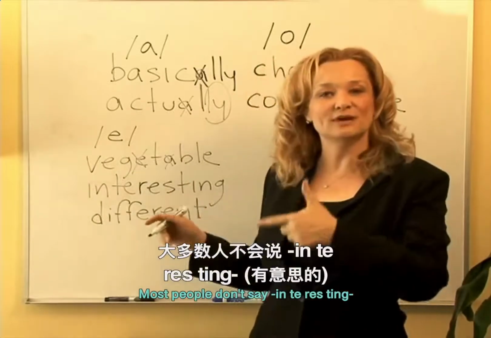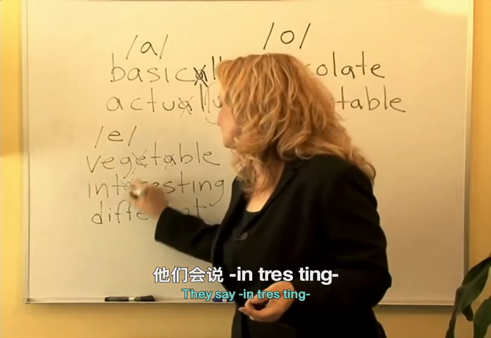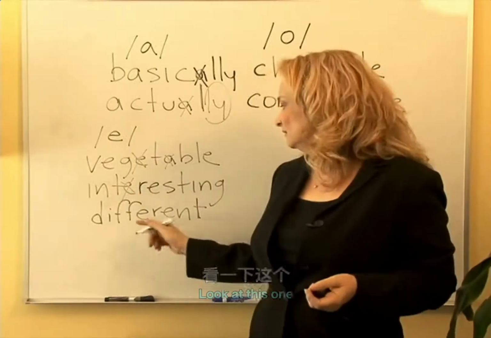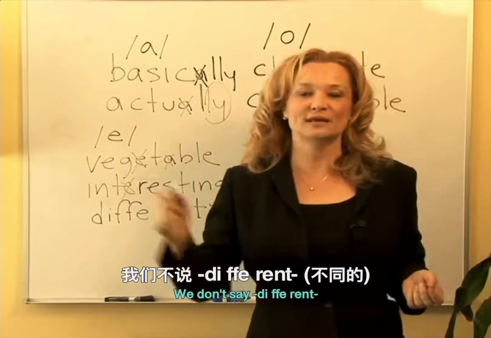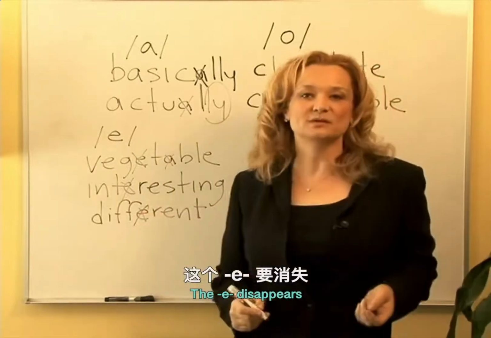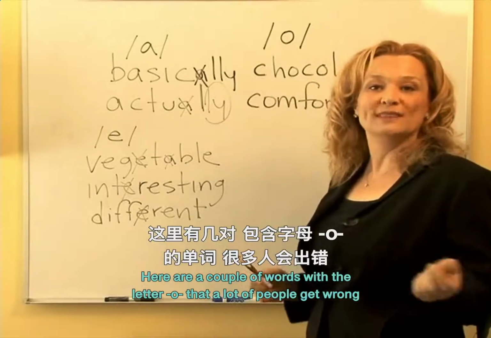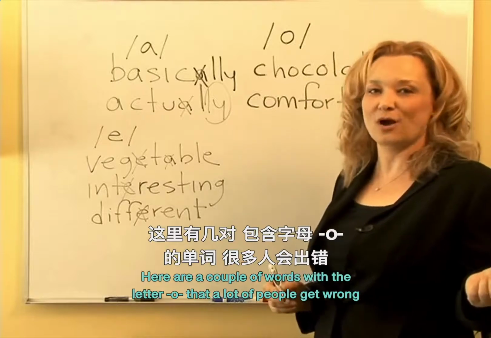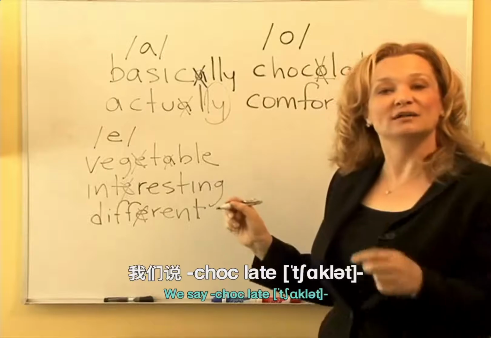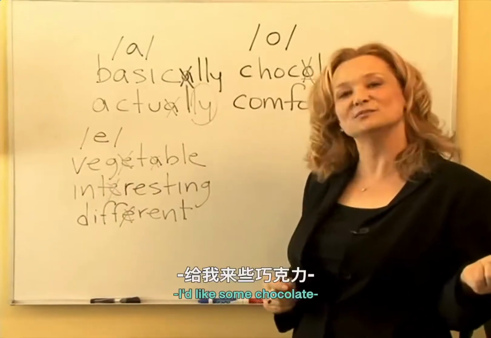Let's look at a few more. Most people don't say interesting. They say interesting. This TR are connected. Interesting. Look at this one. We don't say different. We say different. The E disappears. Here are a couple of words with the letter O that a lot of people get wrong. We don't say chocolate. We say chocolate. And remember, don't say chocolate. It's chocolate. I'd like some chocolate.